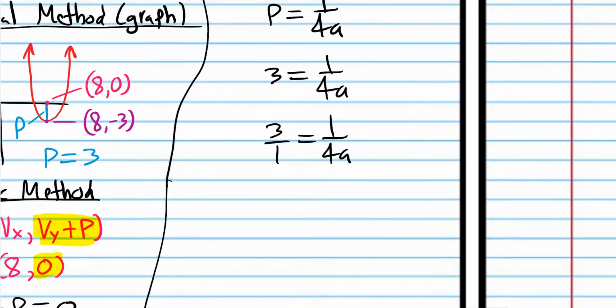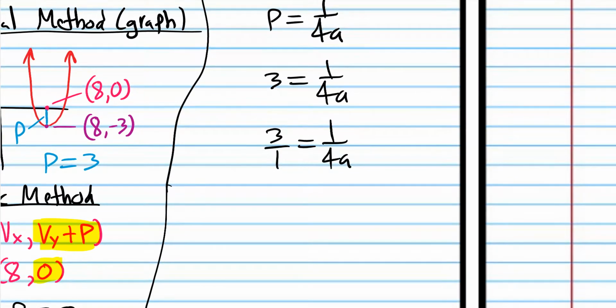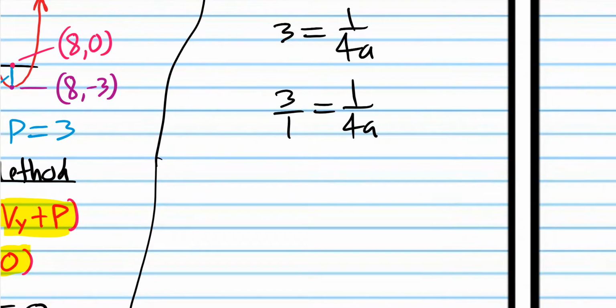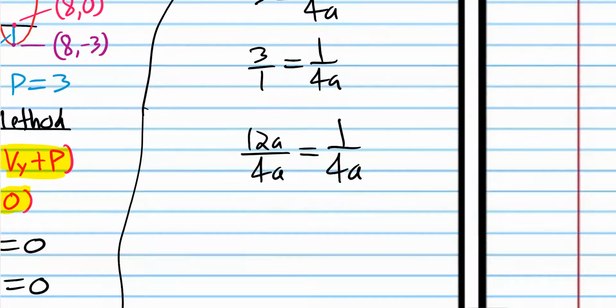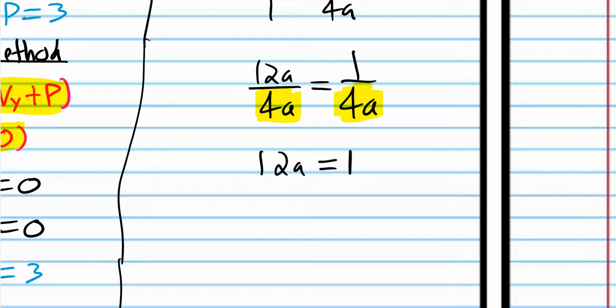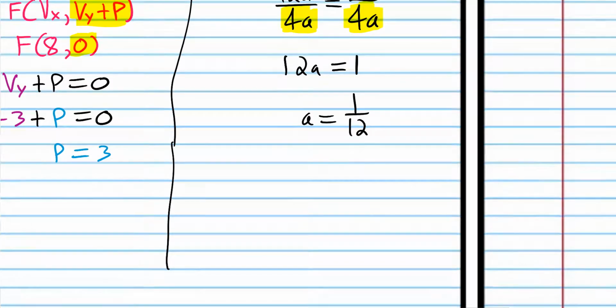And I'm going to multiply both sides of this fraction by 4a. So 3 times 4a is 12a, 1 times 4a is 4a. And now these fractions are equal to each other. We know that because it says it. We also know that the denominators are equal, so common sense would tell us that the numerators must be equal. Then we can divide both sides by 12, and we see that a is equal to 1/12.